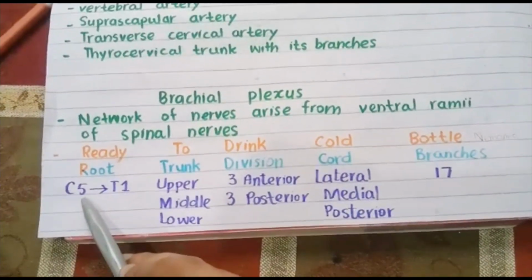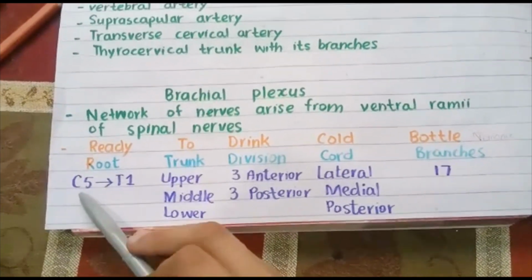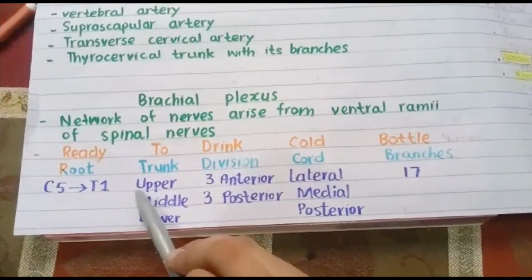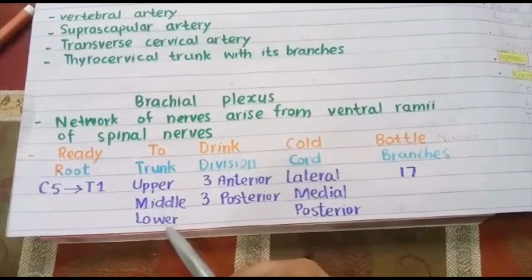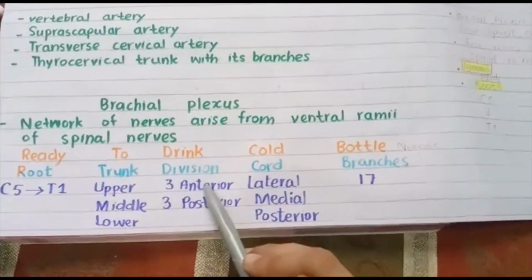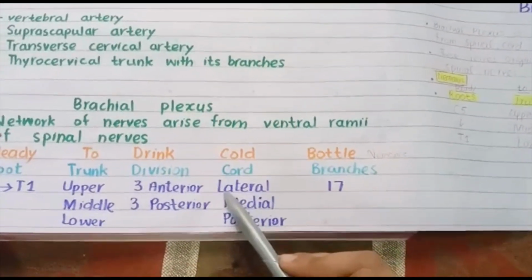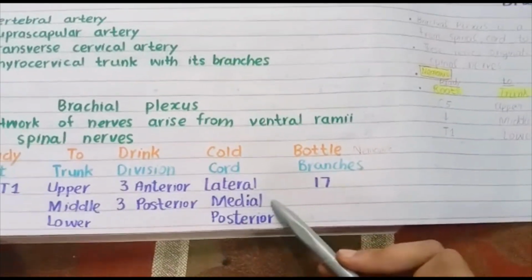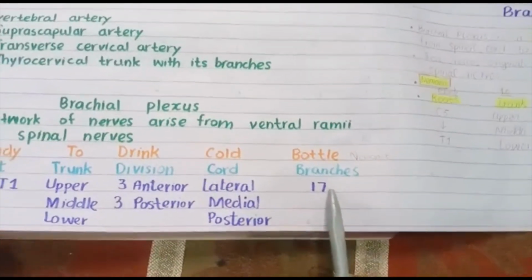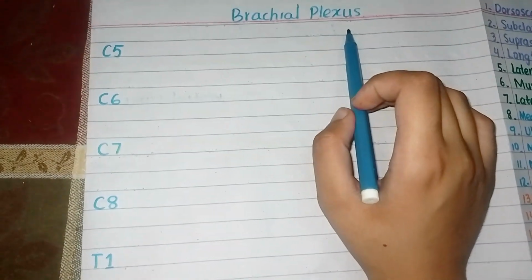The five roots are C5, C6, C7, and C8: four cervical roots, and then one thoracic root. These divide into upper, middle, and lower trunks, and then these further arrange to form three anterior and three posterior divisions. They further arrange themselves to form lateral, medial, and posterior cords, and then further arrangement forms 17 branches.